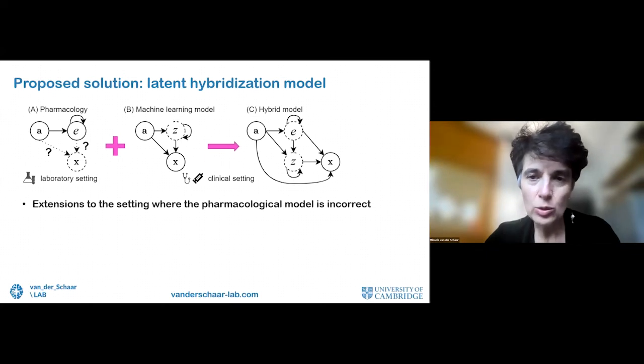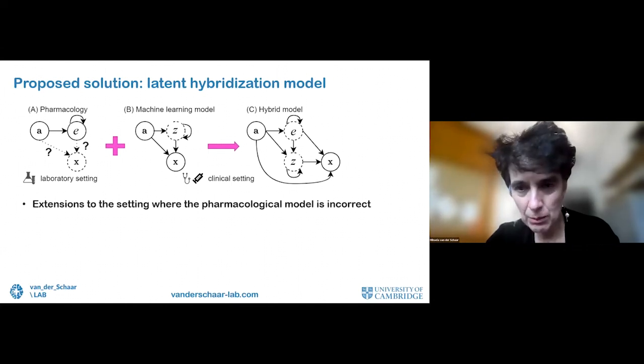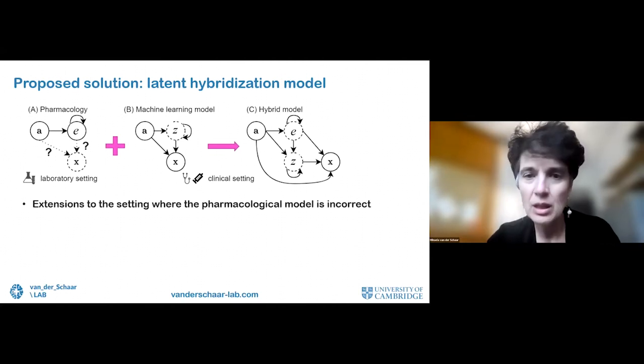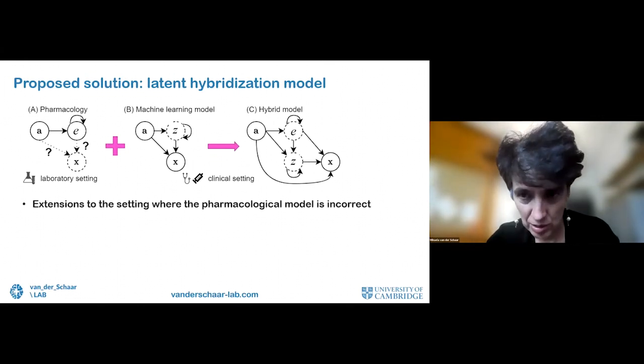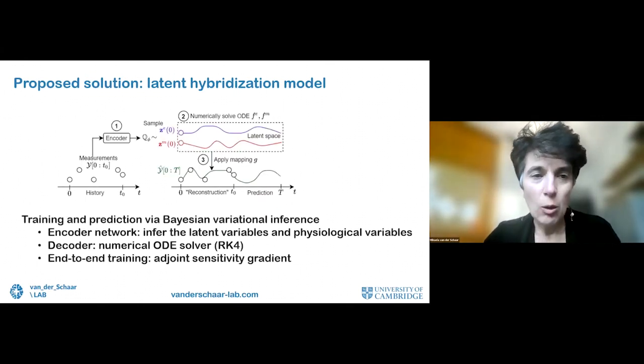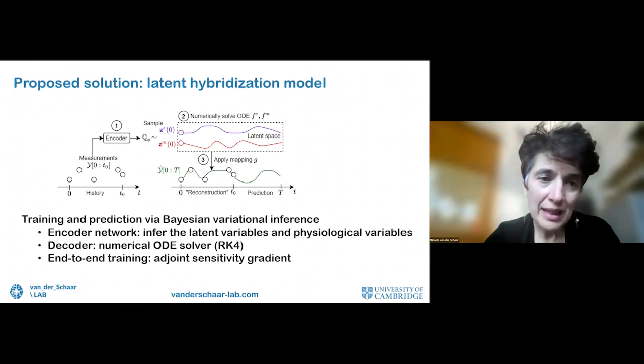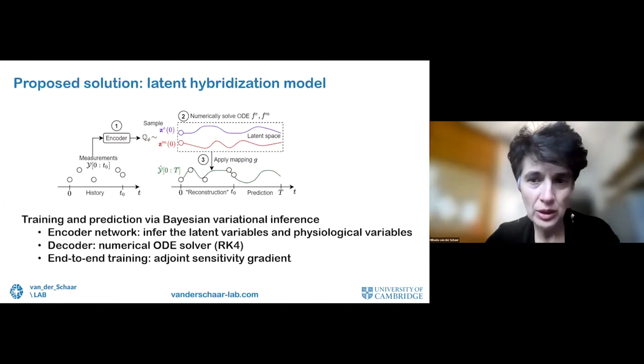Finally, in the current work, we also assume that the pharmacological model may be incorrect in several ways. The obvious way in which the functional form of the pharmacological model may be wrong is that it's misspecified. For instance, it uses a linear model, while in effect, we may have a nonlinear model. And many existing techniques can address such misspecification, and they are integrated into this latent hybridization model. We are learning the parameters of this latent hybridization model using a very elegant Bayesian variational inference approach.